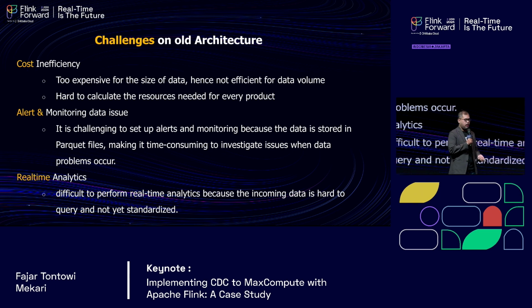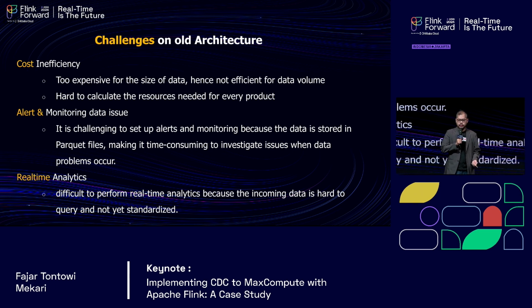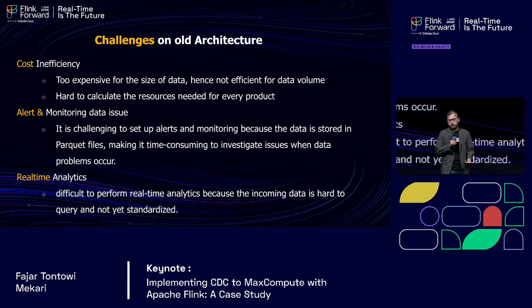And the cost of the EMR is so huge and it's not efficient for the data volume increment on a daily basis. The second is that it is hard to calculate the resource needed for every product. Like I mentioned before, in Mekari we have several products. We have Talenta, Journal, etc. And because we have one EMR cluster, it's difficult for us to calculate how many resources or how much cost we spend processing data from Talenta, from Journal, and from any other product. In the previous architecture, we had only one Flink cluster for all the products.